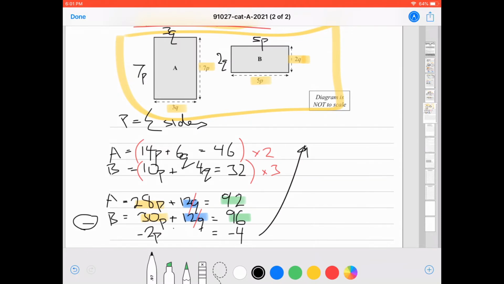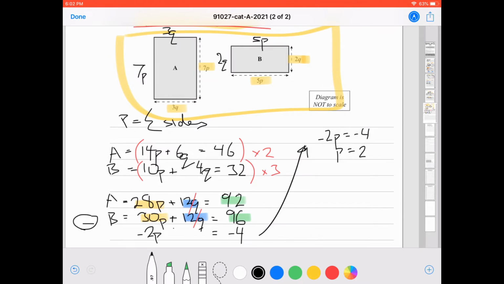If minus 2p equals minus 4, then dividing by 2 on both sides, p equals 2. So we've got our value for p. We need to find the value for q, and so we can use any of our equations to find q.